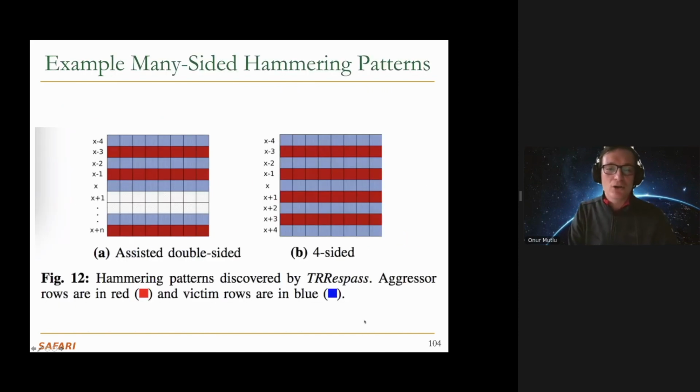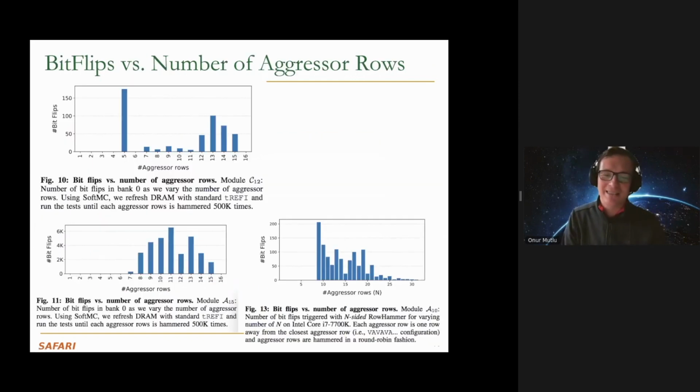So let me quickly go over what these access patterns look like. So this is one access pattern, for example. The red rows are the aggressor rows that you hammer. So in this case, it's a 3-sided Rowhammer. We call it assisted double-sided. And it turns out by doing this, you can bypass the mitigation mechanisms internally in some DRAM chips. This is a 4-sided Rowhammer. As you can see, you're hammering 4 rows. We will go up to as many as 19-sided and 20-sided. I'm not going to show the pictures of that, but you will see that later on.